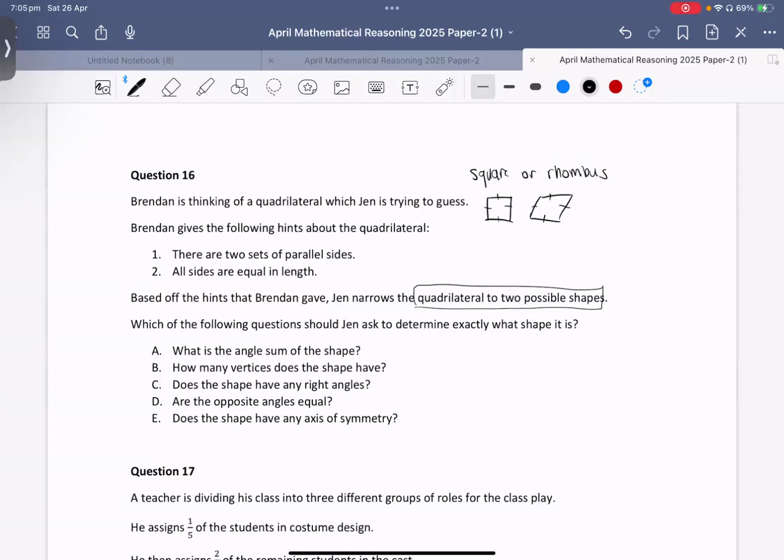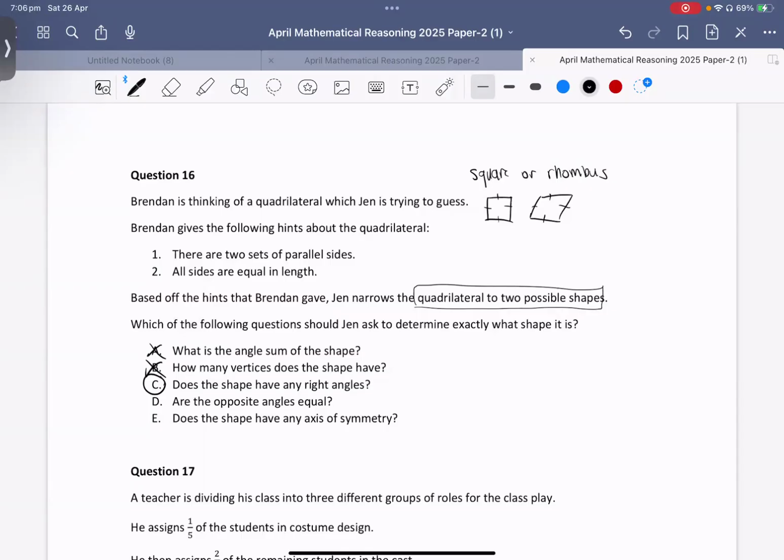Well, a rhombus is the squished square, meaning that it's not going to have 90-degree angles, right? It's not a right angled shape. So if we ask angle sum of the shape, that's not going to help us because we know any quadrilateral gives us an angle sum of 360. How many vertices? We know both of them are going to have 4. And does the shape have any right angles would definitely help us to differentiate because a rhombus doesn't have any, whereas a square has 4.